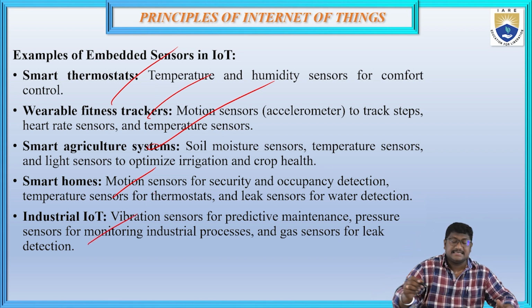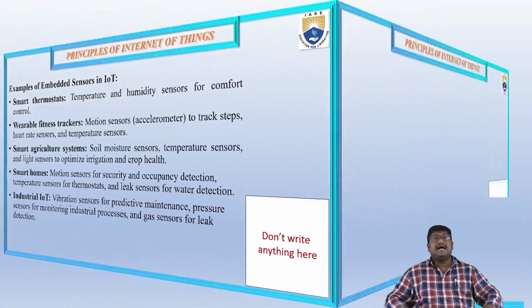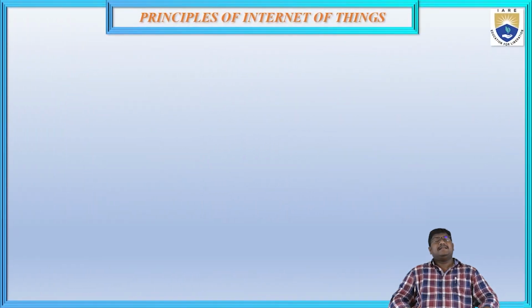And also in industry, vibration sensors for predictive maintenance, pressure sensors for monitoring industrial processes, and gas sensors for leakage detection. These are the different kinds of examples where embedded sensors are utilized in our IoT systems.